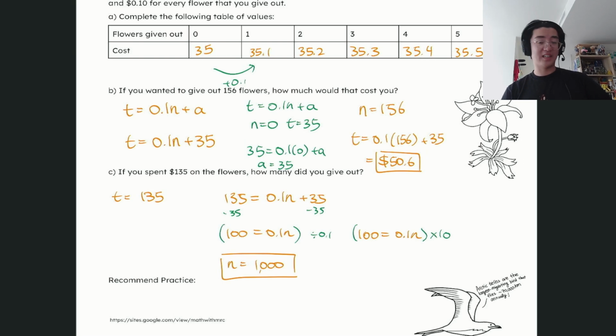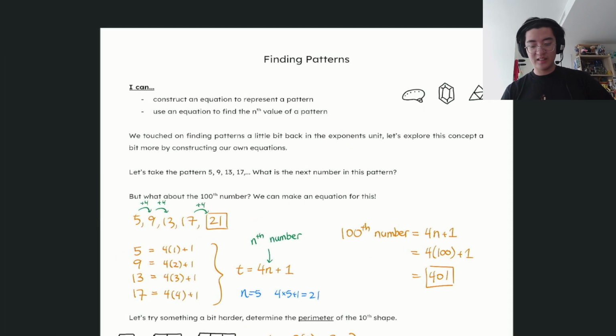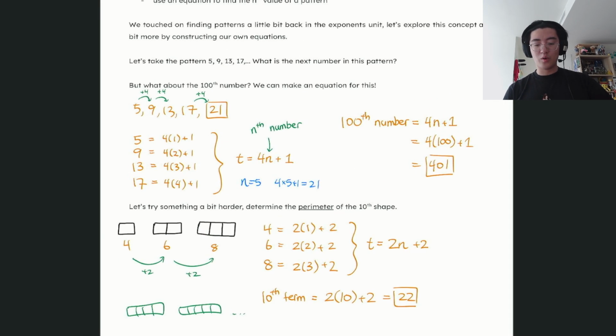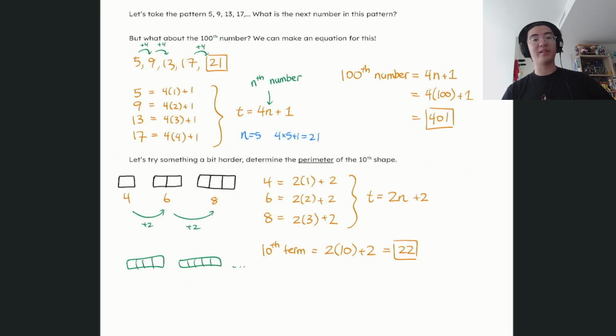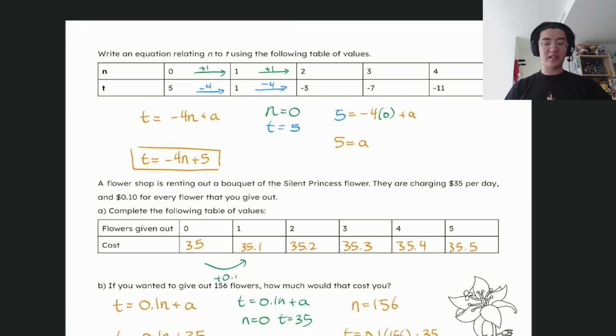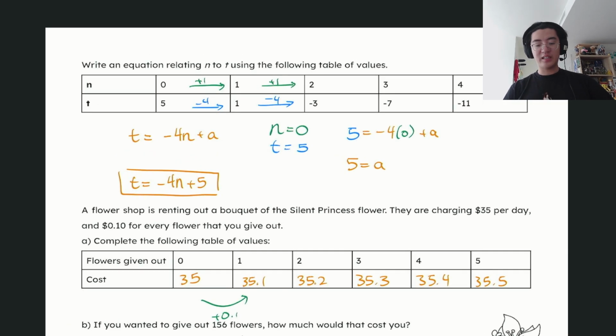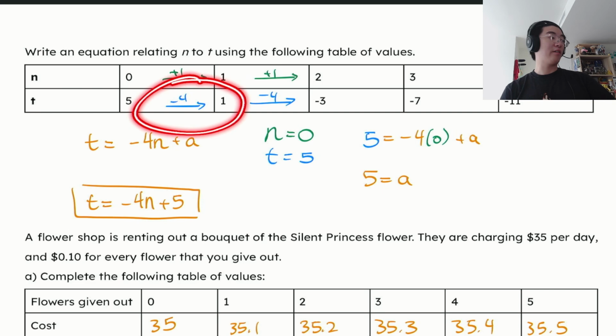Okay, that's about it for today though. For pattern recognition, we always look for the common difference. How much are we increasing or decreasing each time? And for cases where we're given a chart like this, we can tell right away what the increase or decrease is. Now our job is to figure out what this initial number is right there.